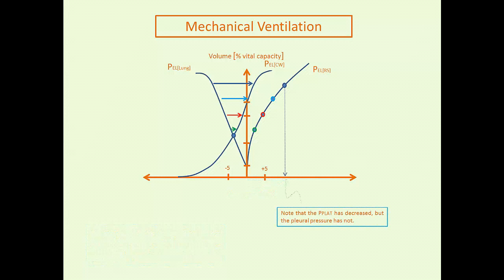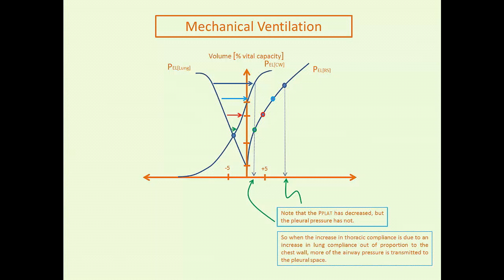So the plateau pressure has decreased compared to that baseline condition, but the pleural pressure has not, because remember, the pleural pressure tends to follow the chest wall elastance curve. As the lung is increased in volume, it pushes out against the chest wall, and therefore the elastance of the chest wall will determine the pressure that is generated between the lung and the chest wall itself.